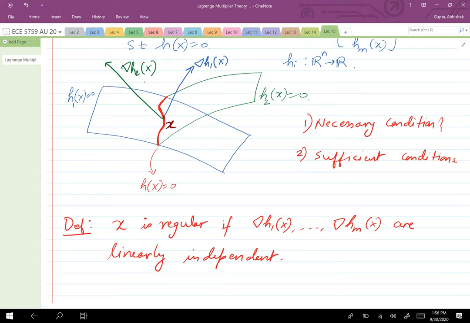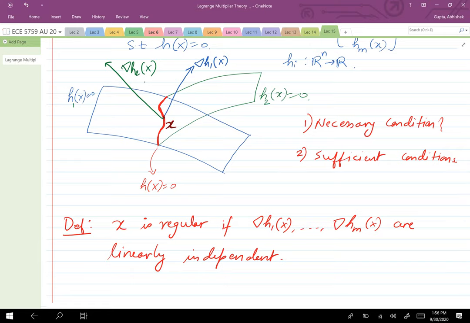So that's the geometric picture I was looking for. If they were linearly dependent, they both would be pointing towards the same direction. In this case, we have only two vectors, and they are linearly independent because they are pointing towards different directions. All right, so this point is regular.